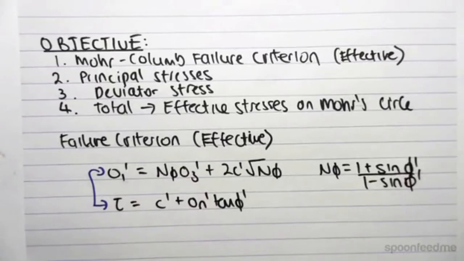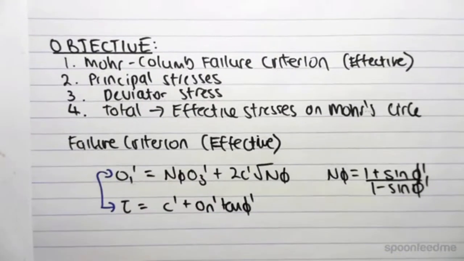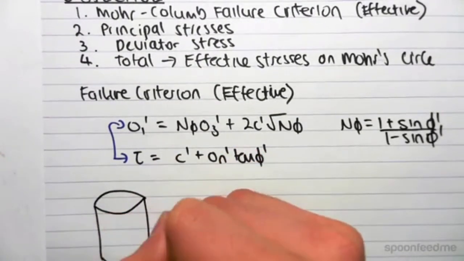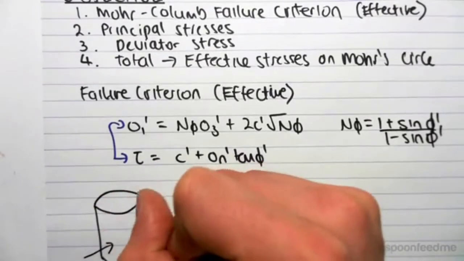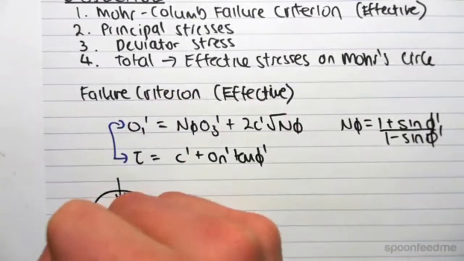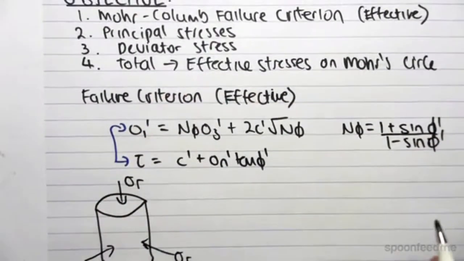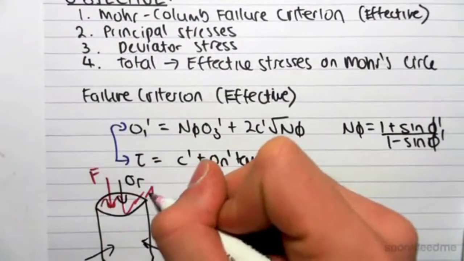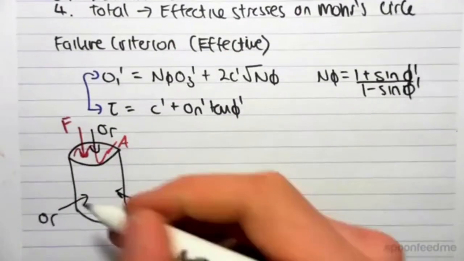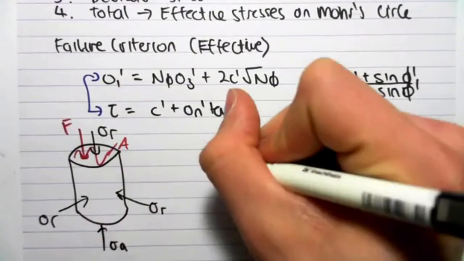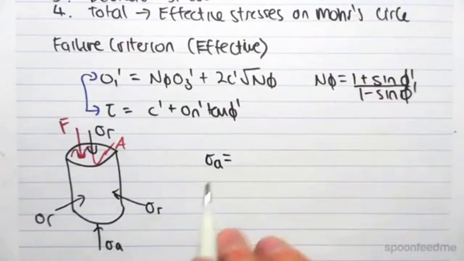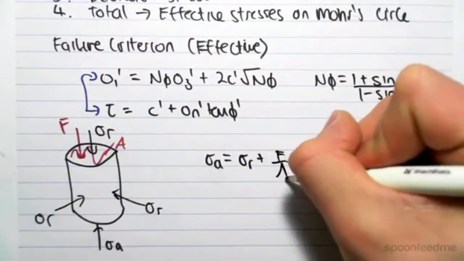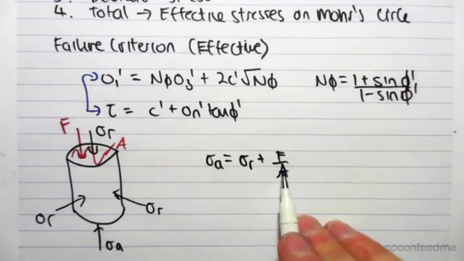We need to now talk about the principal stresses and deviator stress. So we saw in the previous video that we had a cylinder of soil, and at the first stage we put on a radial stress, which was due to water pressure, and then we put on a force which acted over an area, which meant that we had an axial stress where, to get vertical equilibrium, sigma A equals sigma R plus F over A, where that is the force over the area, which gives us a stress.